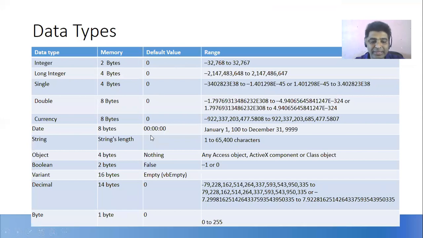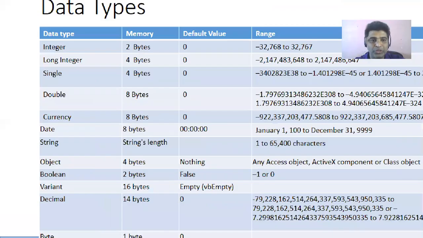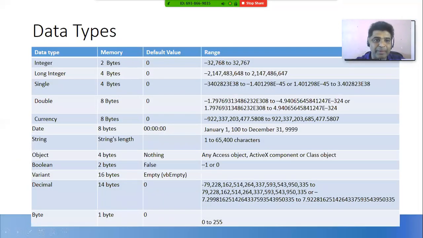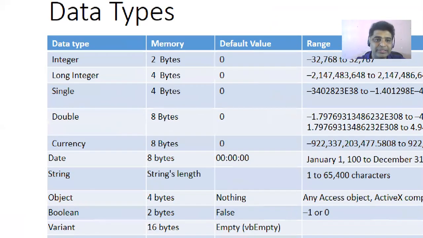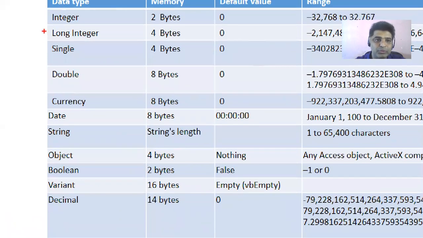Okay, these are some of the data types used in Visual Basic. These are some of the predefined data types given by Microsoft. So we have something called integer.